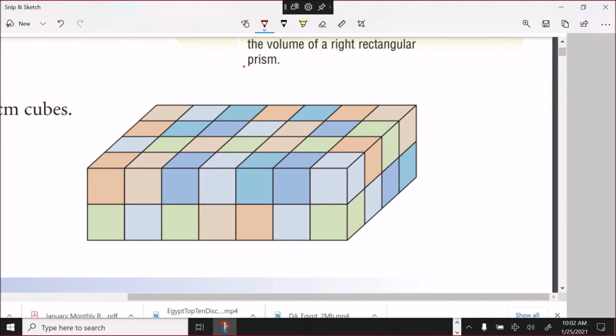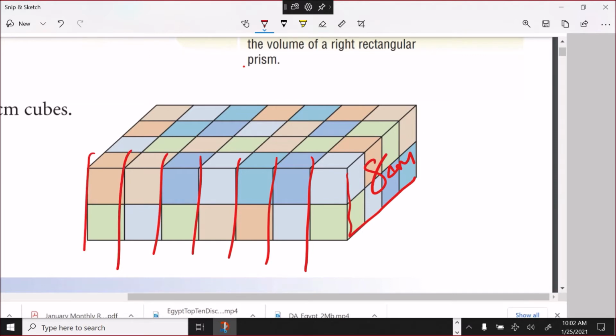You can also think of it this way. I could find this face. That's 2 times 4, so I've got 8 centimeters across here. But how many slices of 8? If I took all of this, that's a total of 8 centimeters cubed. But I have 1 slice, 2, 3, 4, 5, 6, 7 slices of 8.